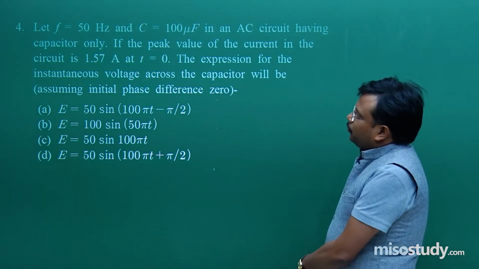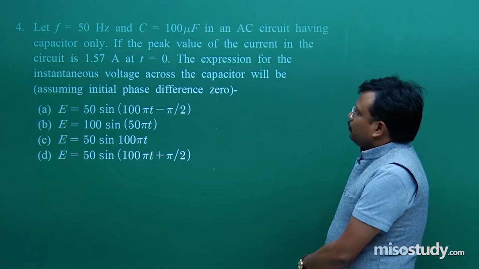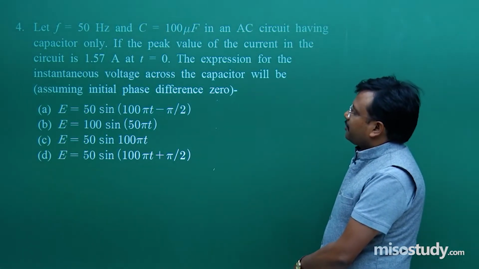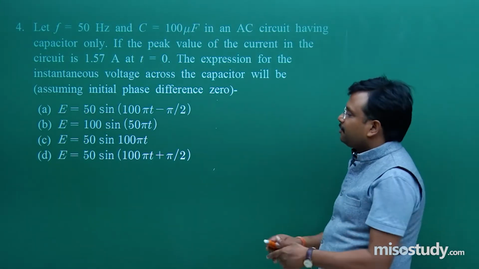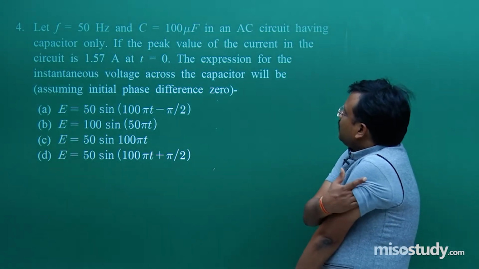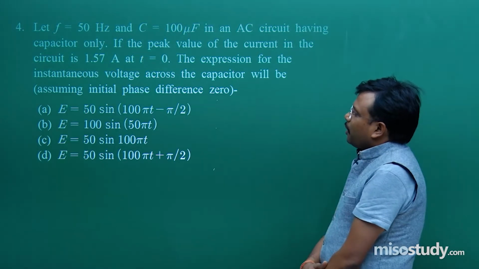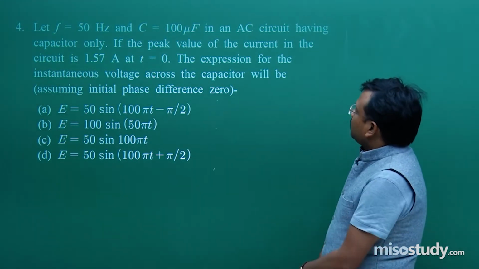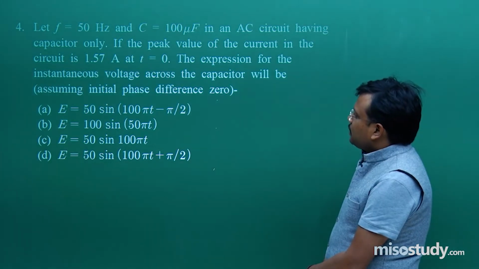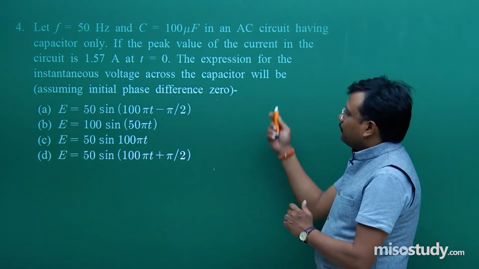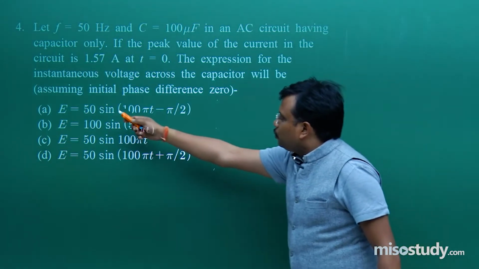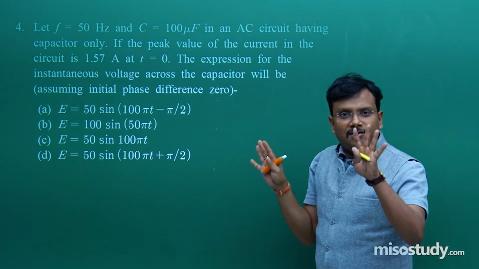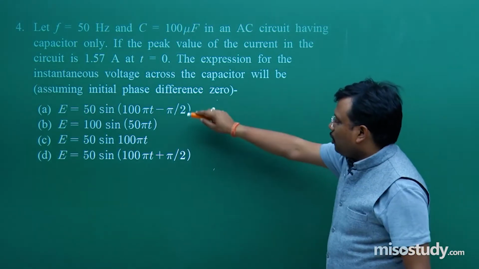Let F is equal to 50 Hertz and C is equal to 100 microfarad in an AC circuit having a capacitor only. Only a capacitor is connected. If the peak value of current in the circuit is 1.57 ampere at any time t is equal to 0, the expression for the instantaneous voltage across the capacitor will be how much? Initially you have to assume that the initial phase difference is nothing, that is 0. Then options are given.